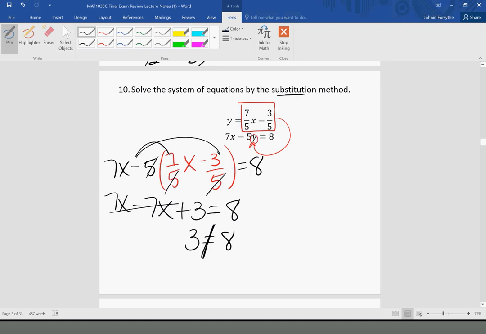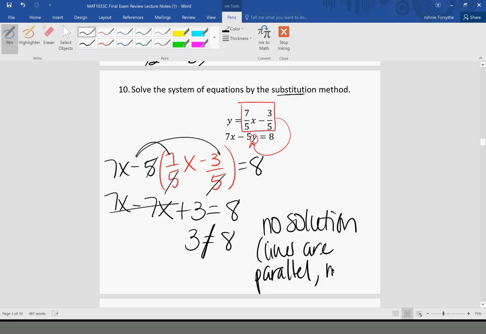So if this ever happens, if your variables go away and you're left with a false statement, that means you have no solution, which means the lines are parallel and they never intersect.